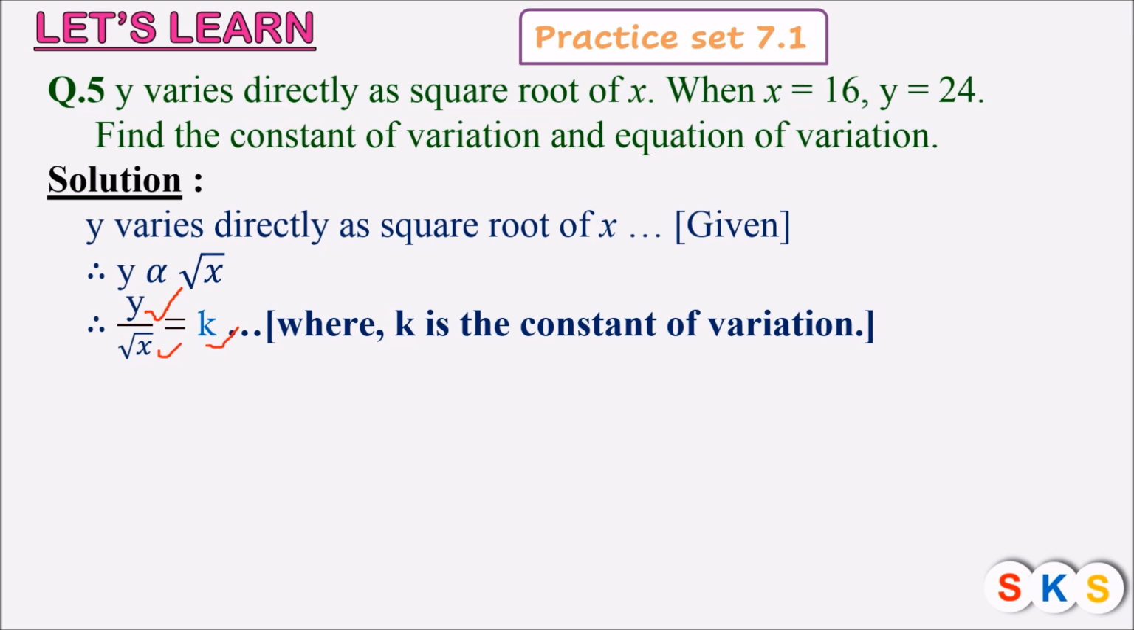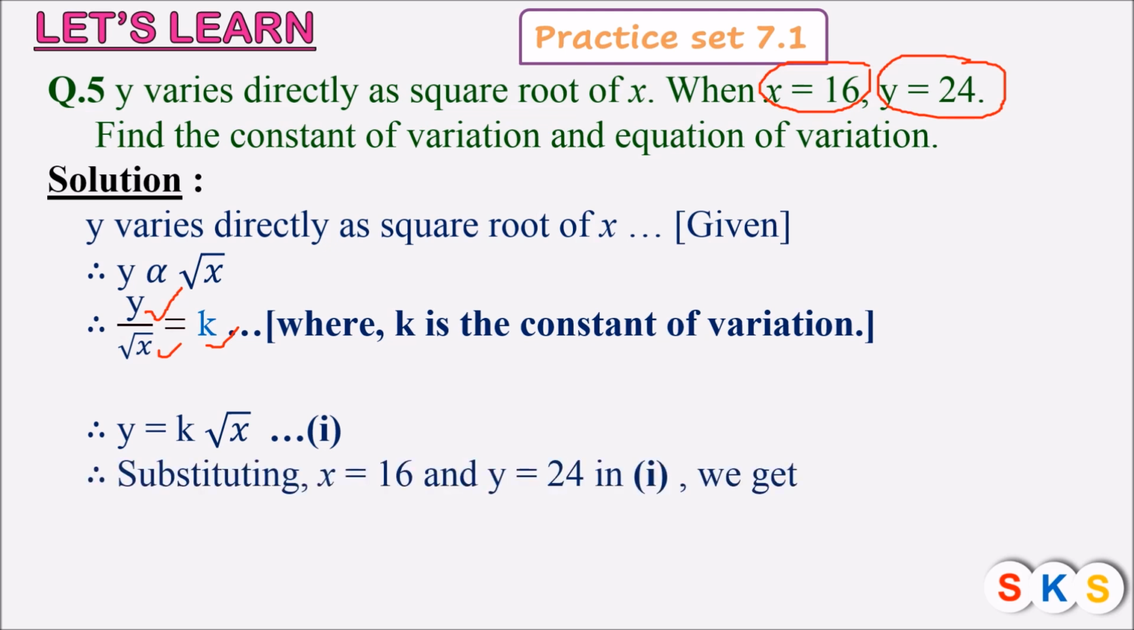You can see the value of x is given here, 16, and the value of y is given over here, 24. So first we will write this equation as y equals k into root x, and that would be equation number 1. Now we substitute the values of y and x in this equation, so we will get 24 equals k into root 16. Square root of 16 is 4, so we can write this as 24 equals 4k.